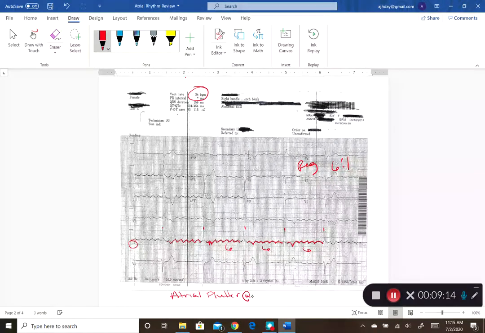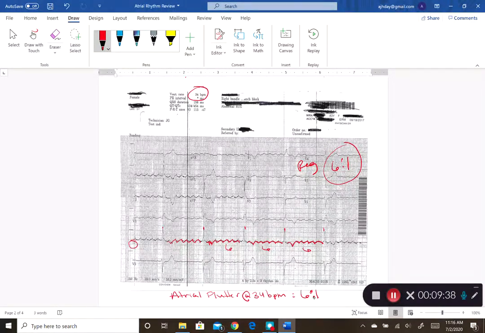I have my rate, because it's up here, 34 beats per minute, which is very slow. And I have my conduction ratio that I counted out, so I just write 6-to-1. You don't have to write "conduction ratio," but remember, anytime we have more P waves than QRSs, we have to put that conduction ratio. So I have atrial flutter at 34 beats per minute with 6-to-1 conduction ratio.